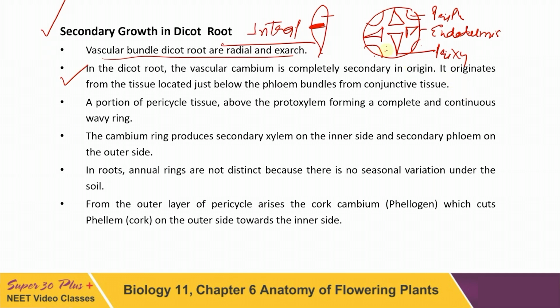This is the tissue in between the primary xylem and primary phloem. This tissue is known as conjunctive tissue. The cells of this will become meristematic, and that will make the intrafascicular cambium in between the primary phloem and primary xylem. Is it right? Is it clear? This is the cambium formed right now at the time of secondary growth.